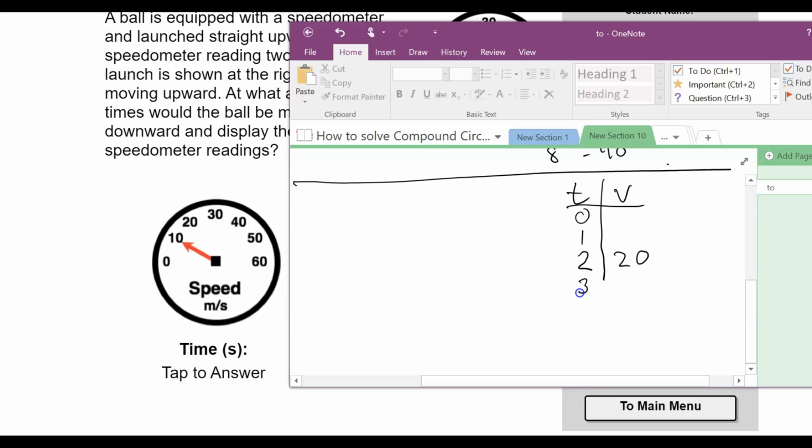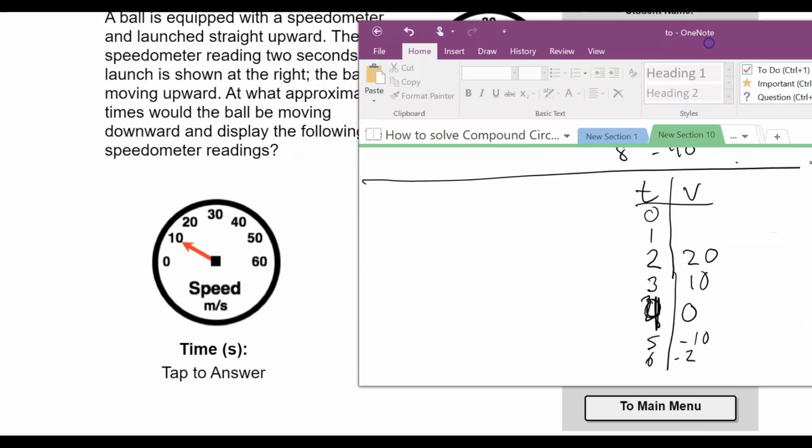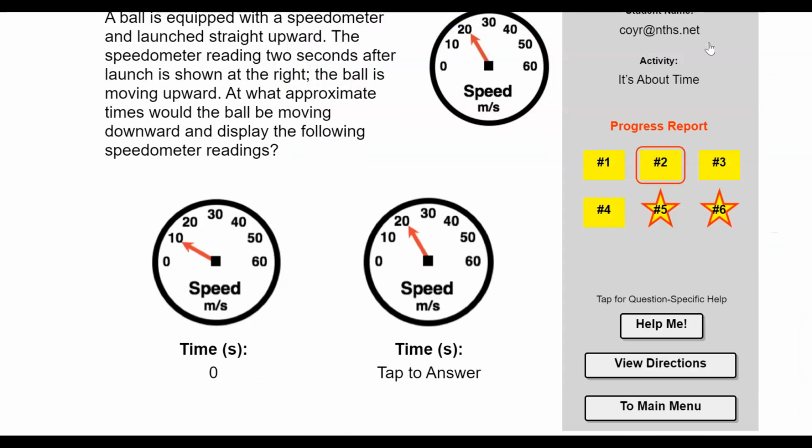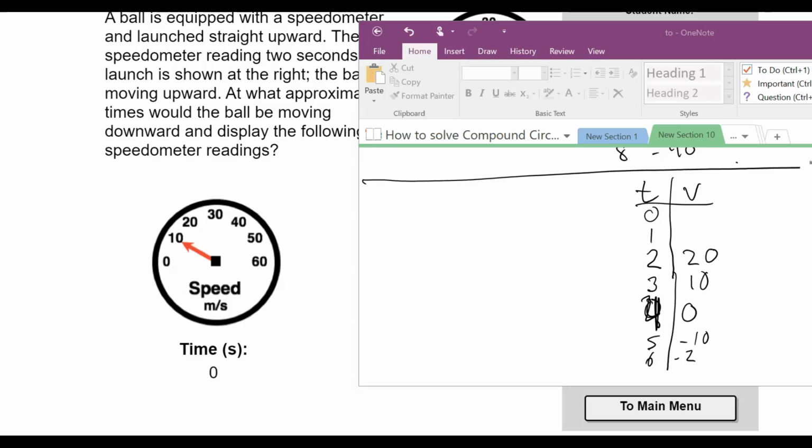Well, a second later, it'll be going 10 meters per second. A second later, it'll be traveling 0, so it reaches the top of its path at 4 seconds. Then 5 would be negative 10, 6 would be negative 20. So here, if it's moving downward at negative 10, that's what this first bit is asking us over here. That's going to be, shoot, what time did we just get? Where'd my notes go? We can see that it's at 5 seconds.